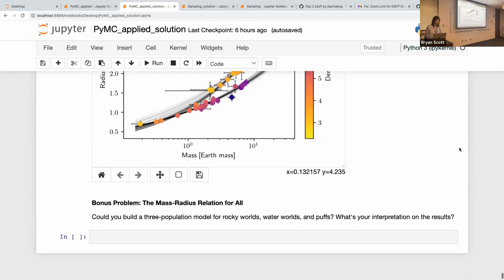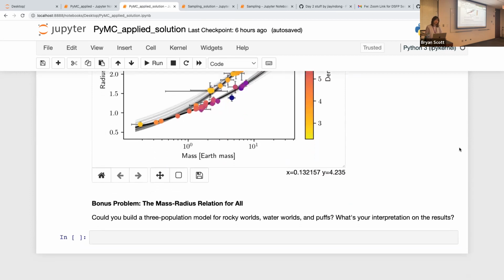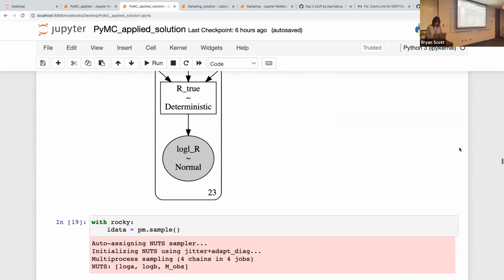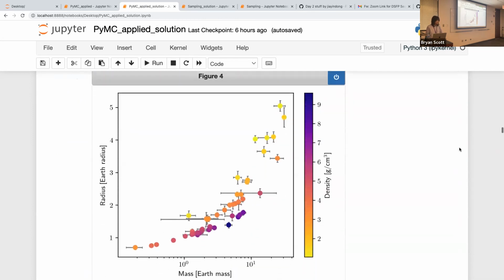There's also an additional problem. You can try a three-population distribution to include the puffy worlds. But for puffy planets, if you look at the mass-radius relation, the radius of them is pretty much independent of their mass. This is because they have a few percent of hydrogen and helium atmosphere envelope, and that could really change the size of the planet, but it's only a few percent of their mass, so the mass doesn't really change so much. So it may not be ideal to describe them with the power law again, but it's something you could try and see what you find.